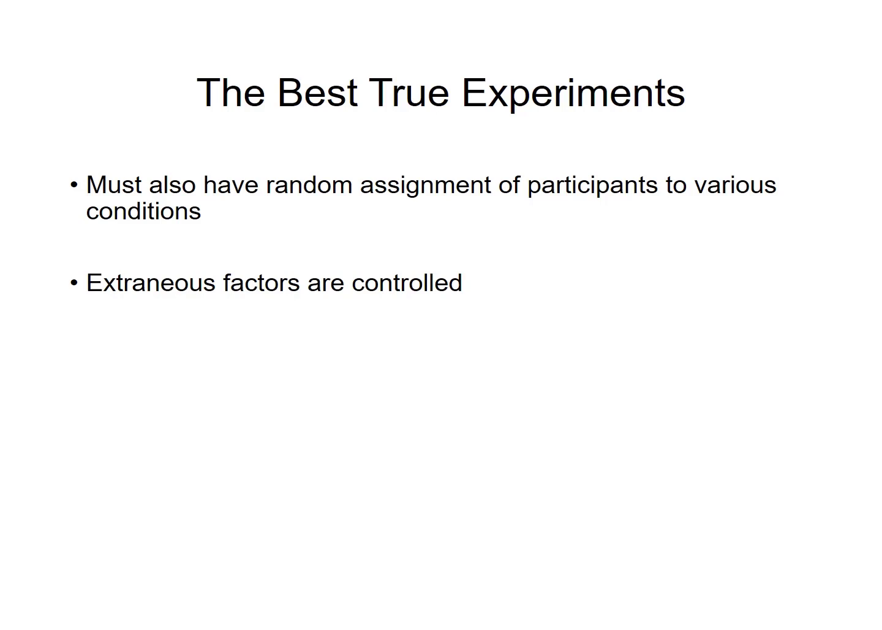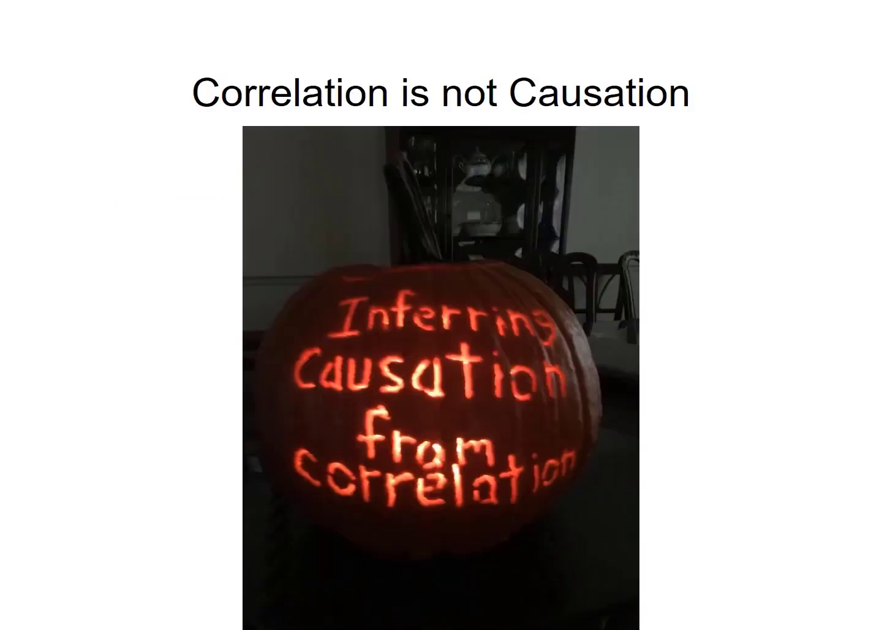A second factor is you try to control all the extraneous variables that might affect the outcome. So true experiments must have really great control over the setting and also use random assignment of participants. If you find two variables are correlated, it's not enough to then conclude that one of them is causing a change in the other. Correlation is not causation. We frequently are misled into believing maybe it does suggest causation, but it never does.